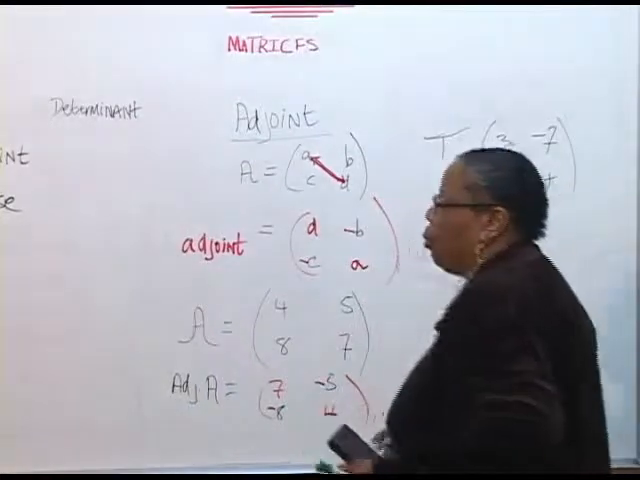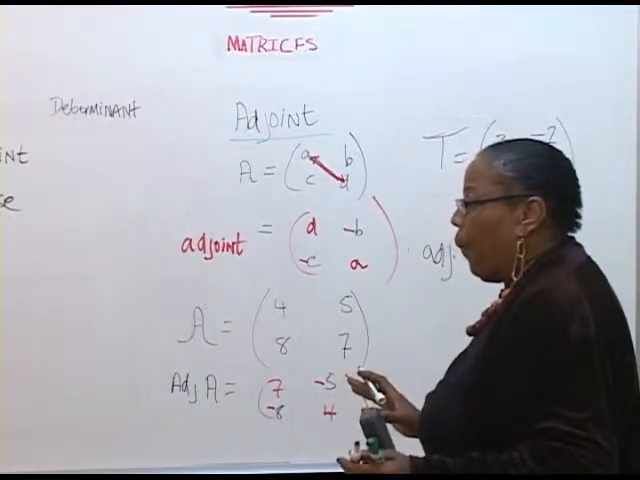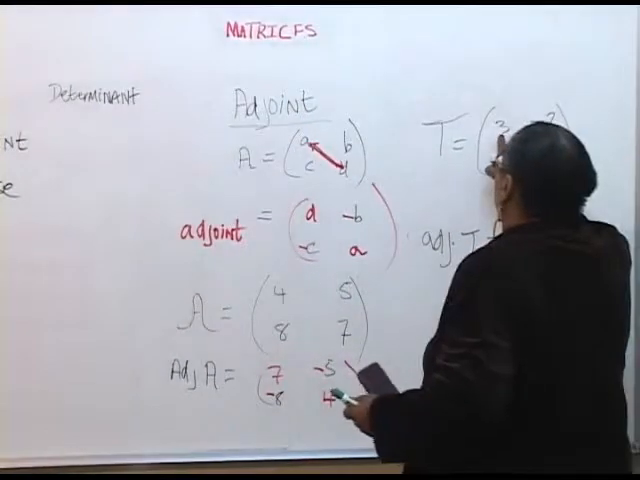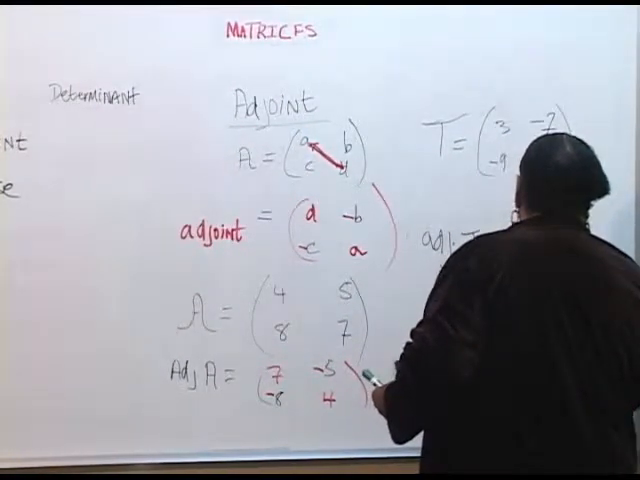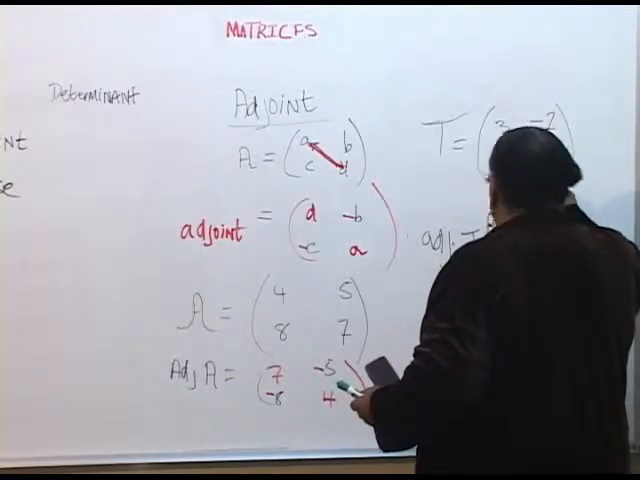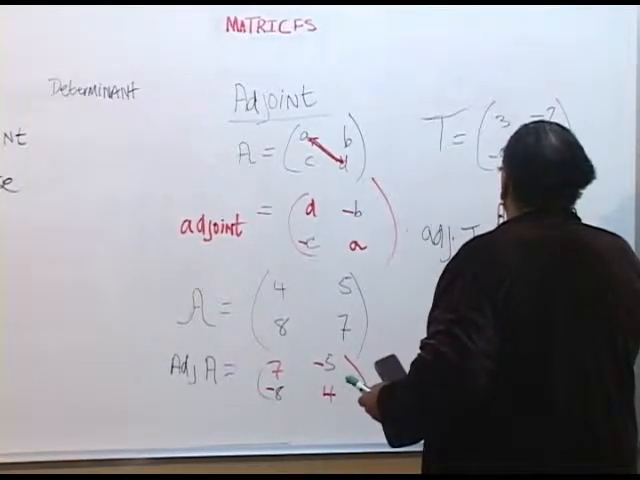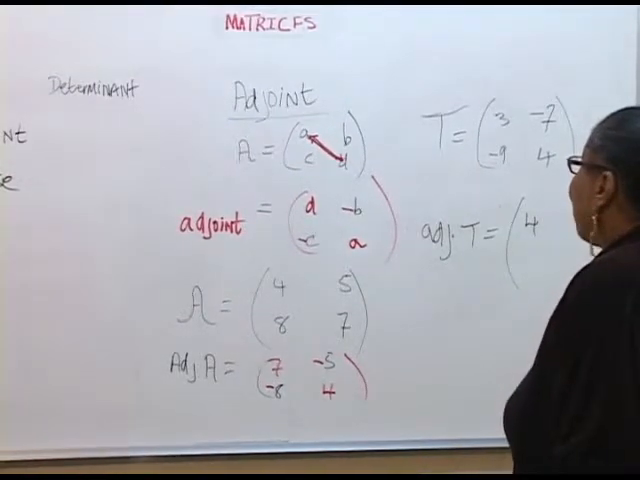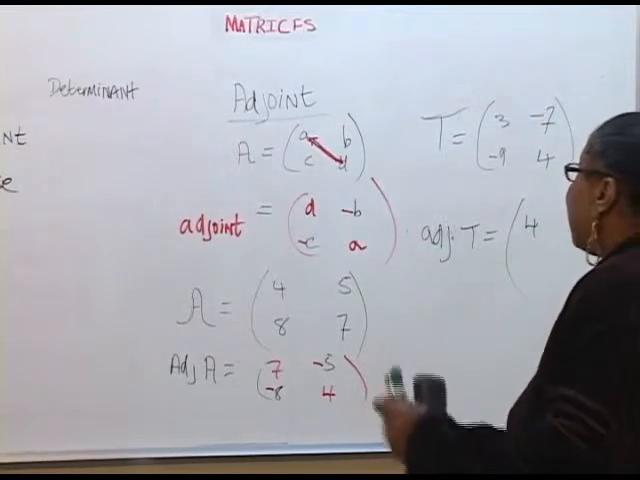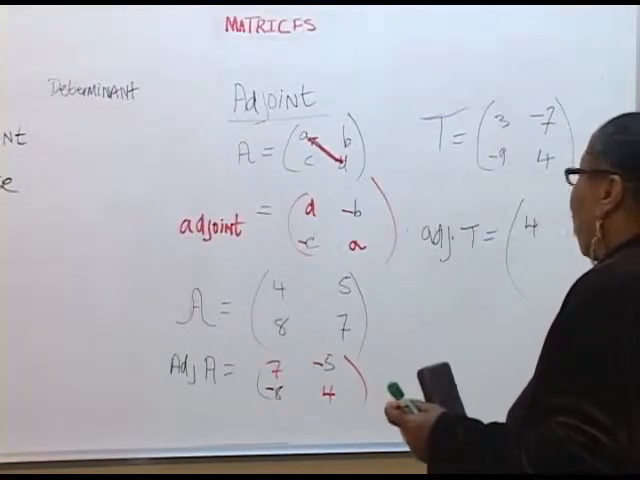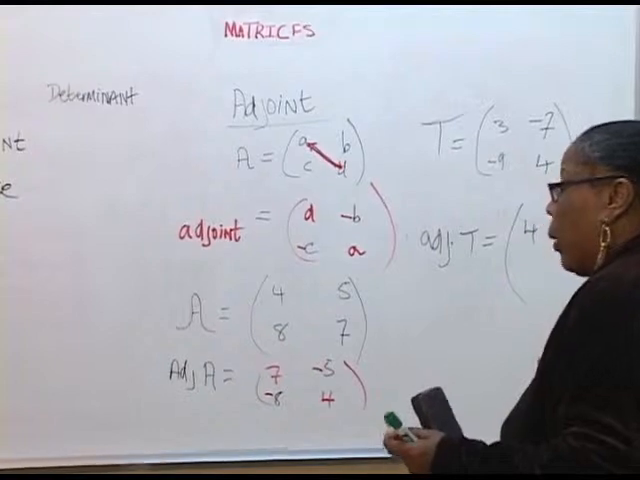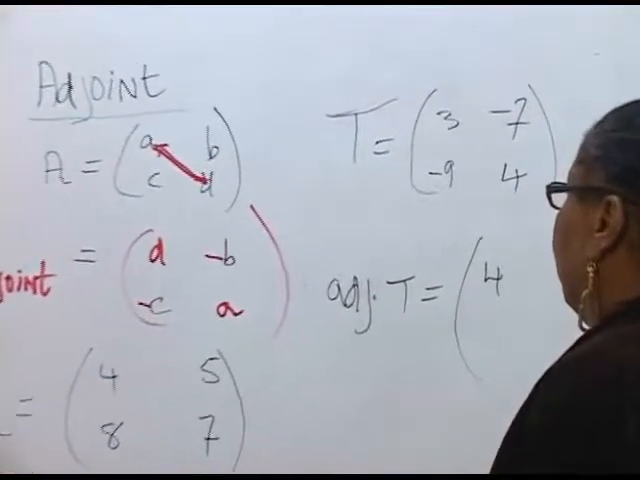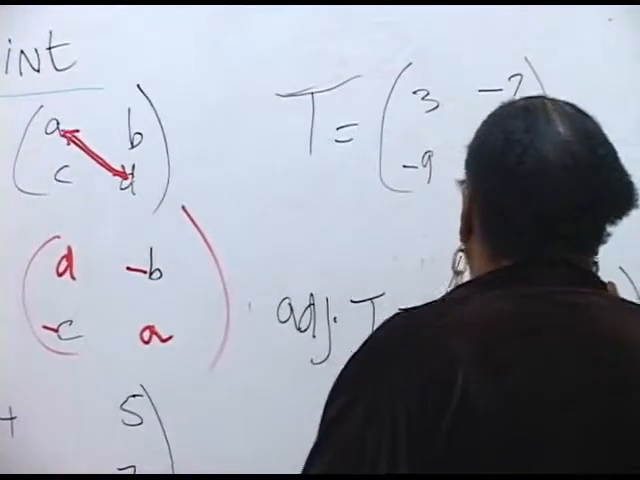So what are we going to do with the 3 and the 4? We're going to change their positions. Because the 3 was the first number, it becomes the last number. And because 4 was the last number, it becomes the first number. All right? Now, we have -7 and we have -9. What are we going to do with those numbers? We're changing the direction, and what we do is put a bracket around each and put a negative sign outside.